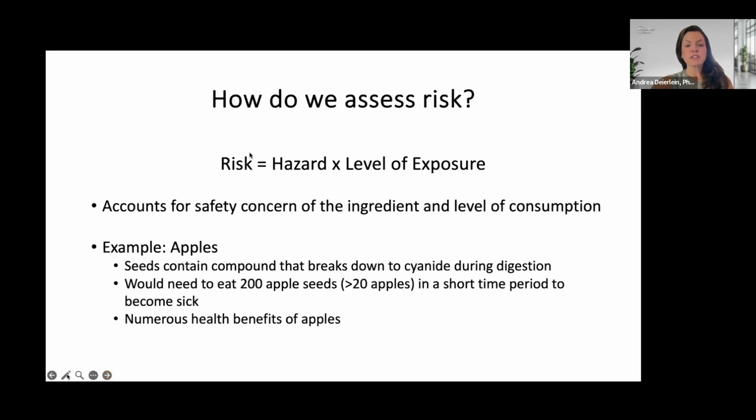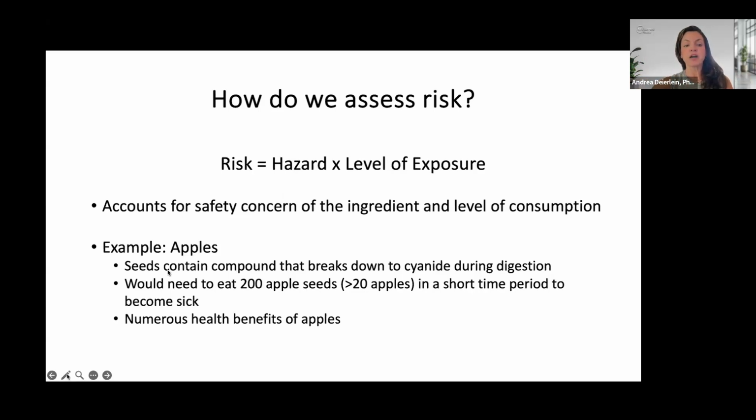So I just wanted to take a moment to talk about how we even assess risk. Risk is calculated by accounting for the safety concern or hazard of an ingredient, as well as the level of consumption. There might be things that pose a very small risk unless we're exposed to them in very large doses. An example would be apples.